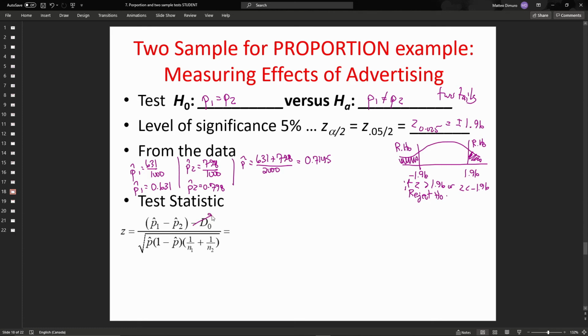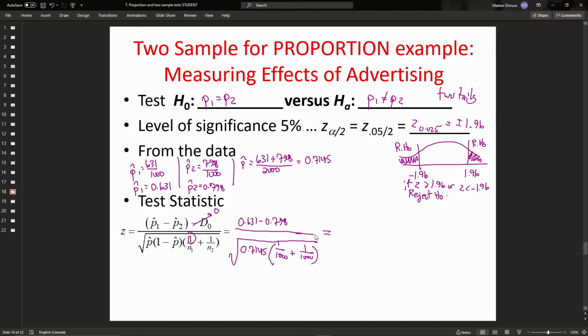Now everything else, I think we can just plug into the formula. Remember, D0 is still 0. So p hat 1 was 0.631, p hat 2 was 0.798, divided by, now draw yourself a nice big line here. So p hat was 0.7145. Then 1 over 1,000 plus 1 over 1,000. Right, if you're wondering, this is a 1. Sometimes people ask me, is that an L? No, it's a 1.